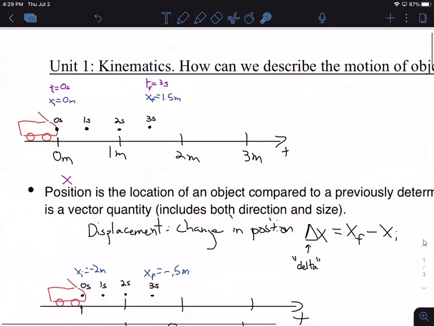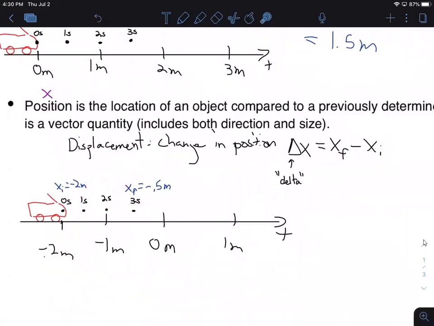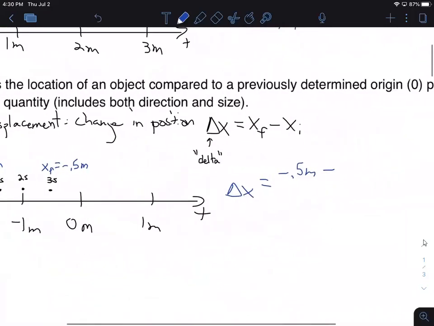And we can see that here. If I started at 0 and I ended up at 1.5 meters, well, my displacement, my delta x here, would be, well, I ended at 1.5, I started at 0, so I've gone 1.5 meters in the positive direction because it's a positive 1.5, so I'm 1.5 meters to the right from where I started. You could see again, if we had chosen a different coordinate system, our delta x would be our final position, negative 0.5 meters, minus our initial position, which was negative 2 meters.